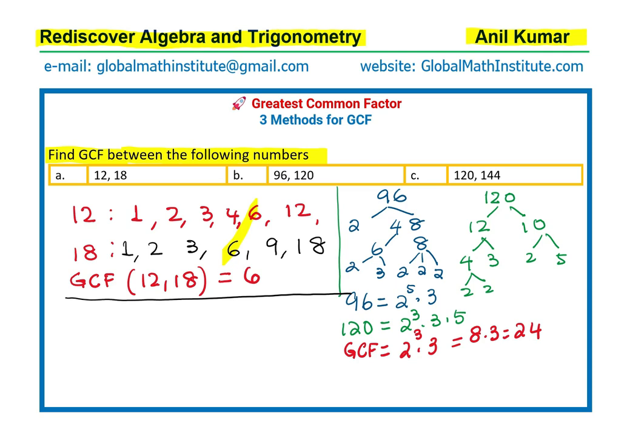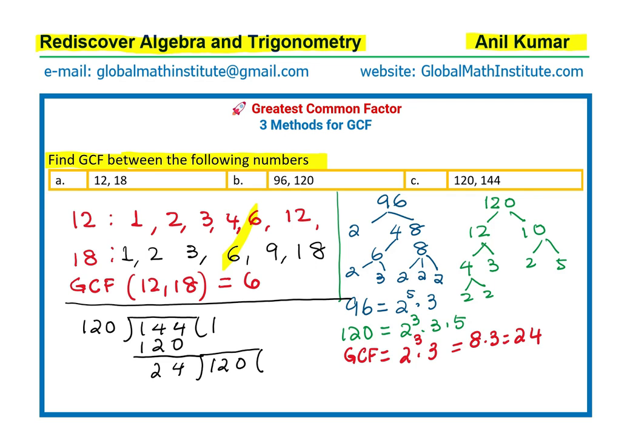We will divide one number by the other. So in this case, we are going to divide 144 by 120. It goes one time, right, 120. So what is the remainder? The remainder is 24. Now we are going to divide 120 by 24, the remainder. So if I do that, what do I get? 120 divided by 24. It can go 5 times, right? So 5 times 4 is 20, 5 times 2 is 10 and 2 is 12, correct.